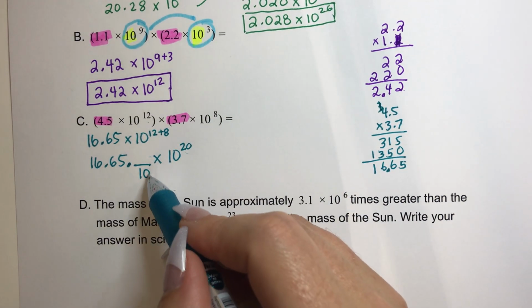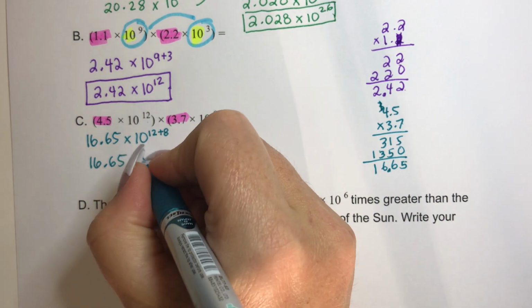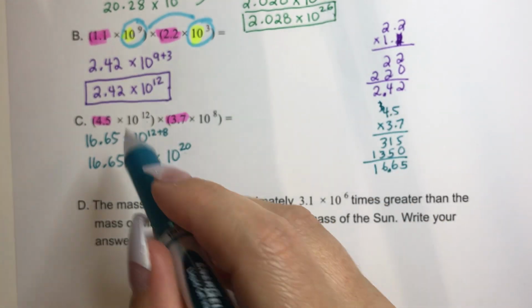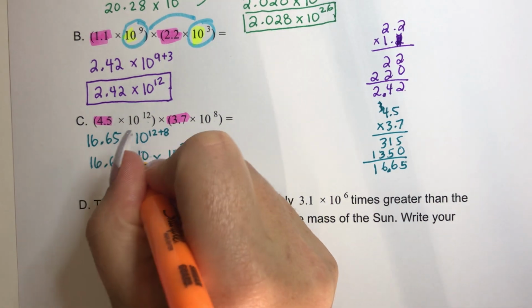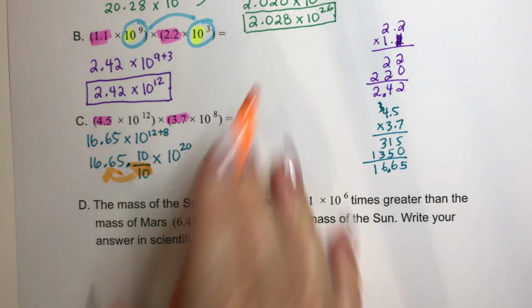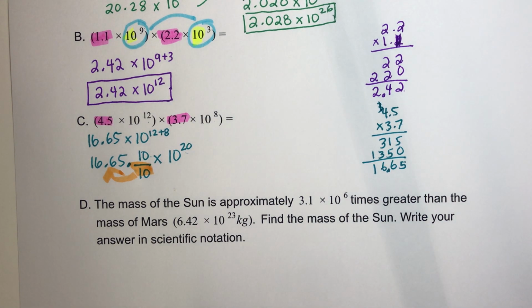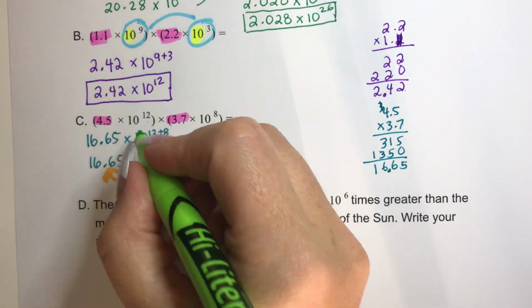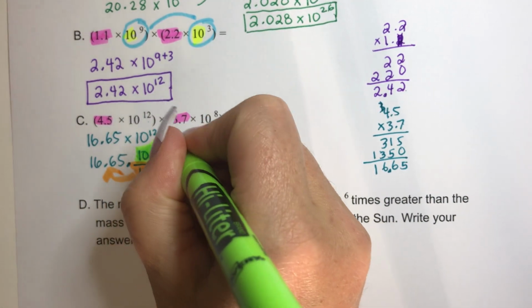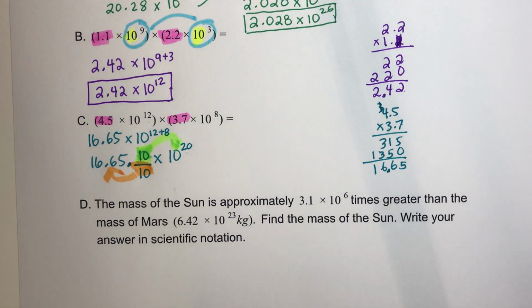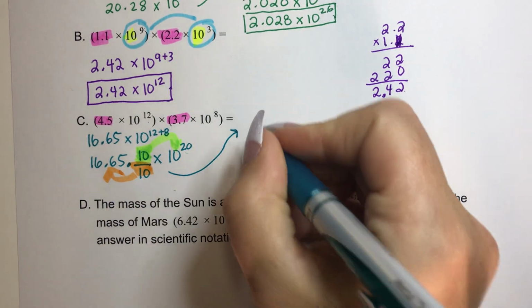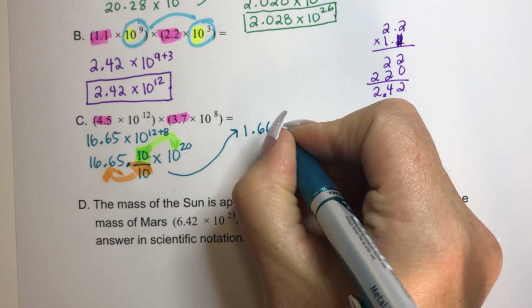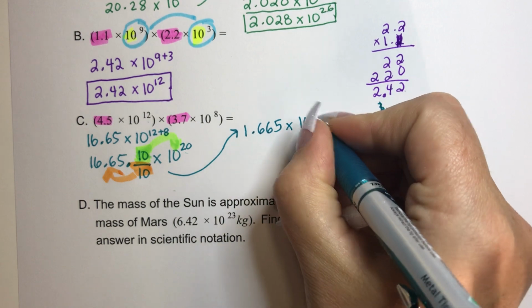But we can't just divide a number by 10. If we divide it, we have to multiply it by 10 as well, okay? So this divided by 10 is going to be applied to this number, and the multiplied by 10 is going to be applied over here, okay? So I'm going to move this up over here. So when I divide this by 10, I end up with 1.665 times 10.